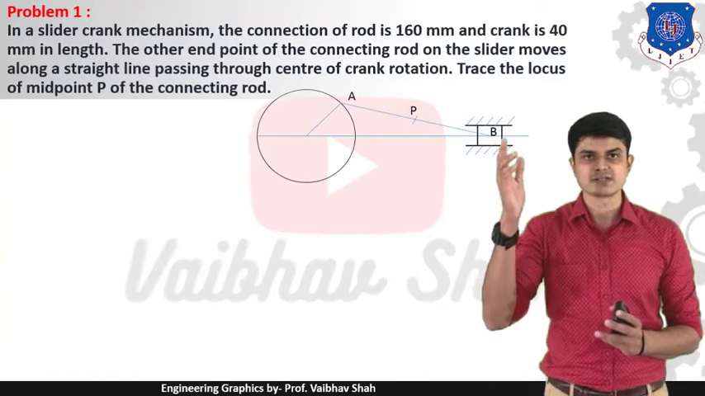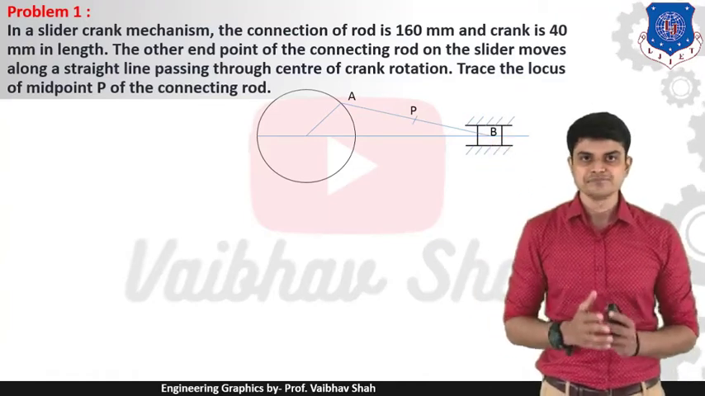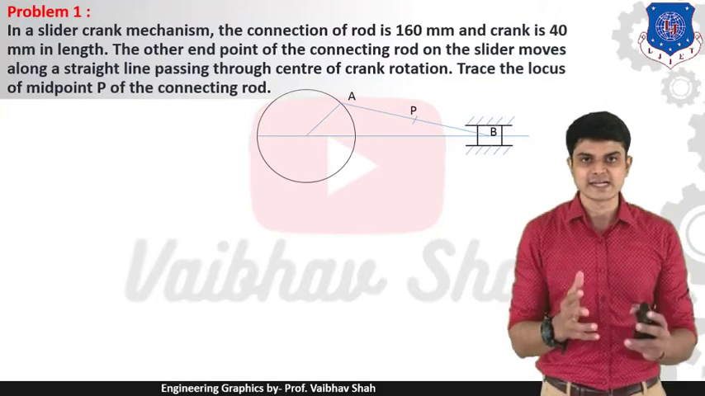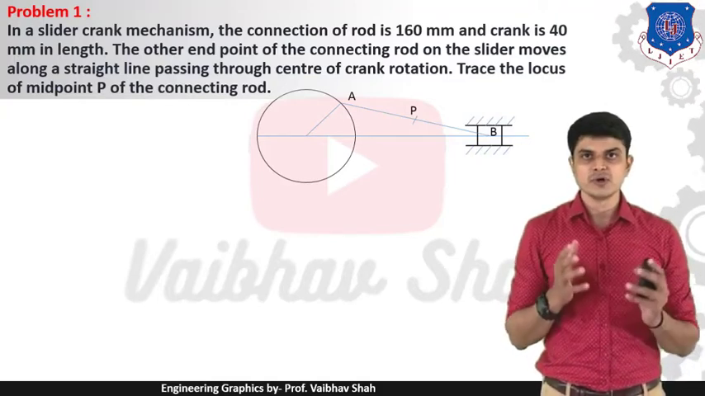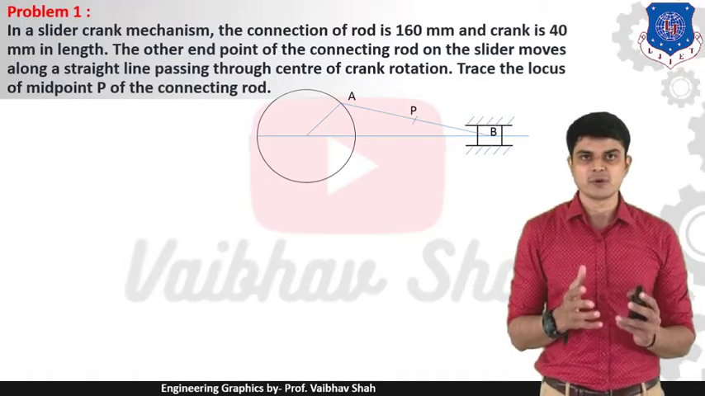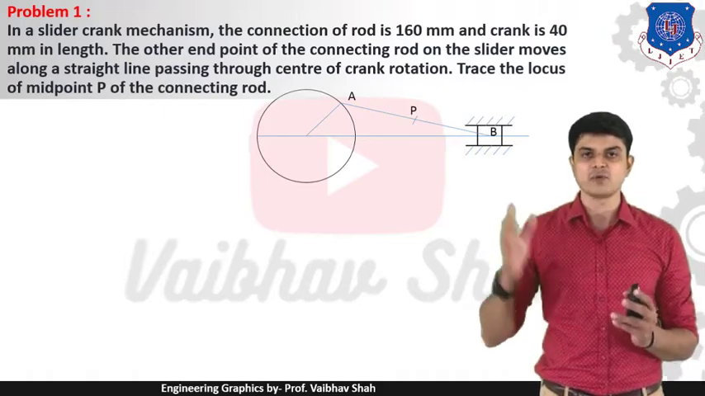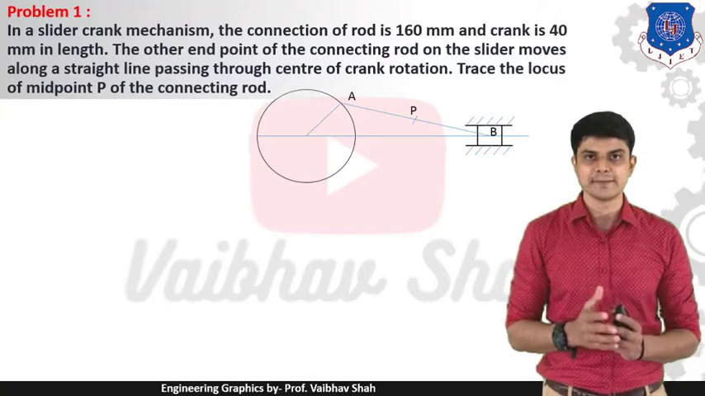This is your piston, it is a rectangular portion. Now, point P is the center point of your connecting rod. So these are the terms. Your connecting rod is 160 mm long. That means your length of AB is what? AB is equal to 160 mm.